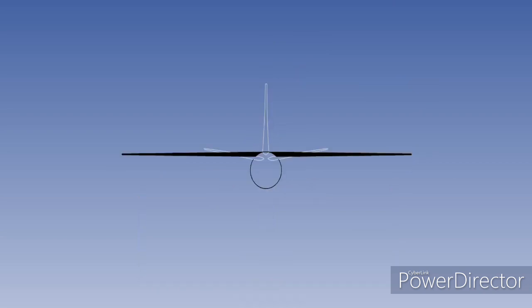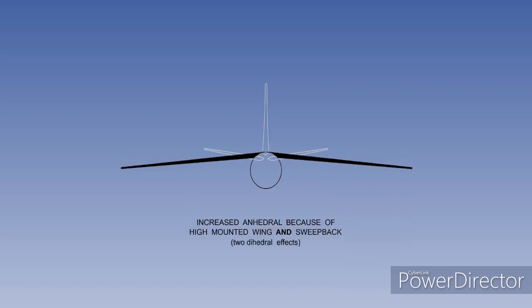If an aircraft has a high-mounted wing that is also swept, it will have two dihedral effects, and may have too much lateral stability. If this is the case, the wing will require anhedral to ensure the proper amount of lateral stability.